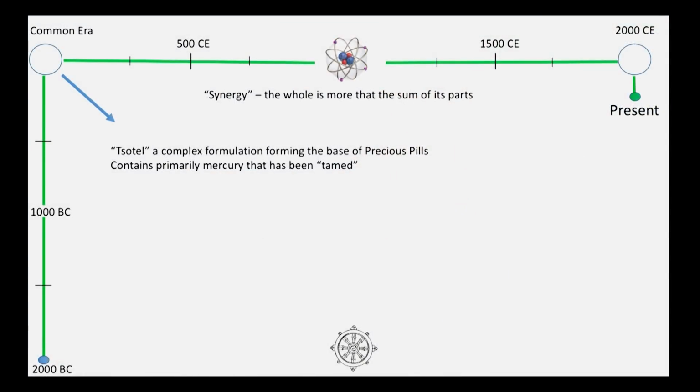This is a very complex formulation. And as I said, it forms the basis of the precious pill, and it contains primarily mercury that has been tamed of its toxicity. Now, what's the molecular mechanism for that? Is this true? I mean, there is evidence of it in terms of the human population who take these pills. I personally have taken some of this. There are animal studies that don't show toxicity.